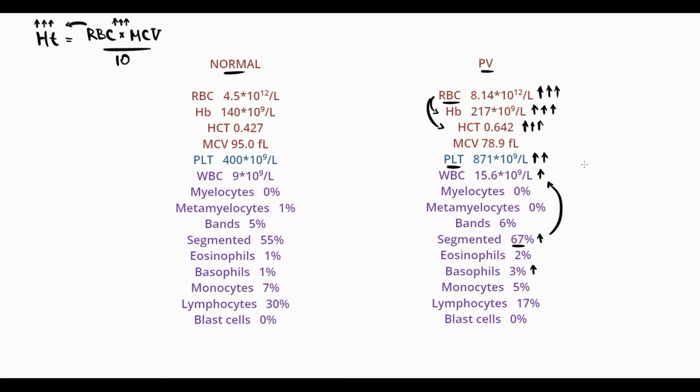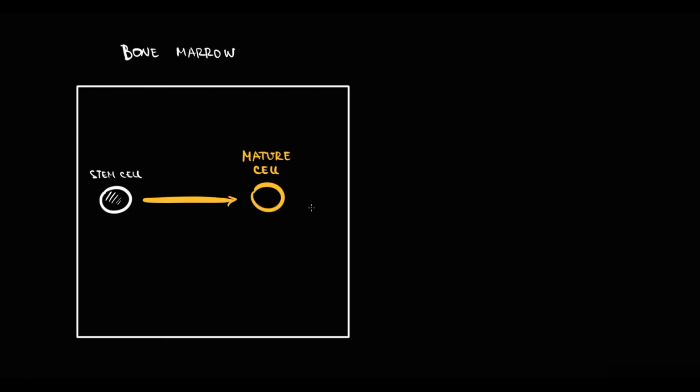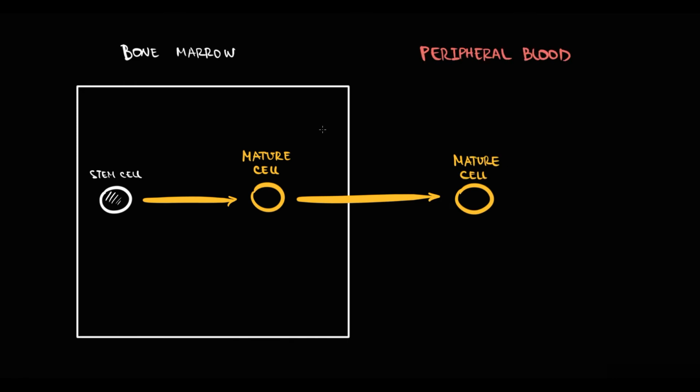The concept here is that by complete blood count, we determine the amount of cells just in peripheral blood. Recall that cells are produced in the bone marrow and only after that they enter into the blood. So because cells are produced in the bone marrow, the amount of cells that we determine in the bone marrow tells us about the current state more precisely than the amount of cells that we determine by complete blood count.